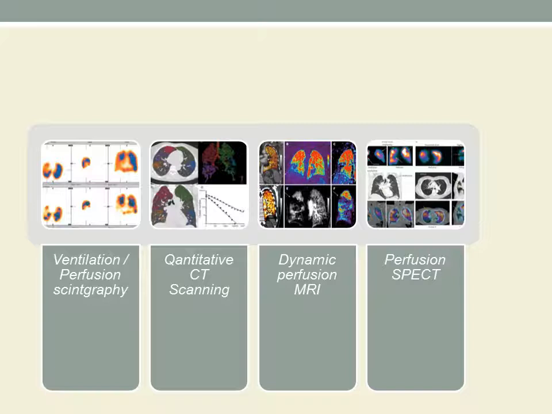So consider ventilation perfusion scintigraphy to predict the postoperative lung function, and ventilation perfusion mismatch if it is suspected. Consider using quantitative CT or MRI to predict the postoperative lung function if the facility is available.